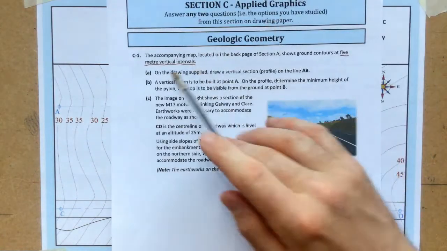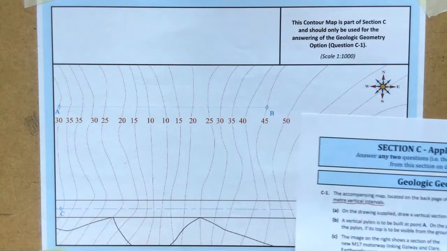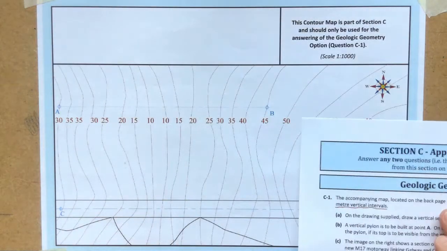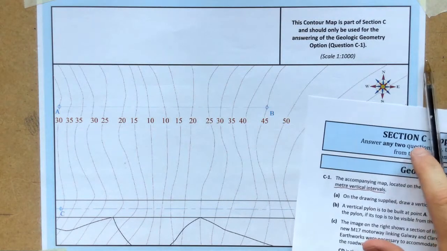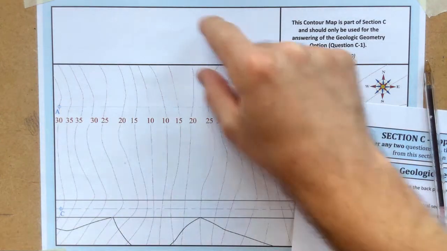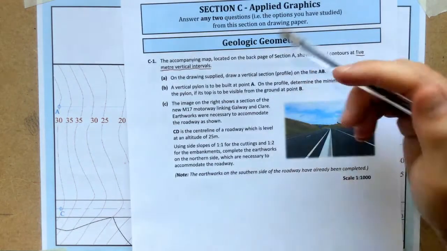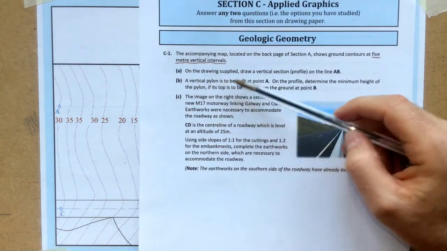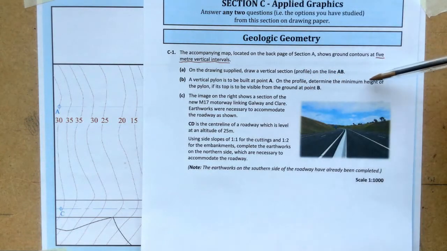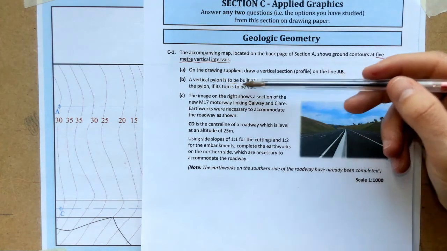Now part A, on the drawing supplied, draw a vertical section profile on the line AB. So you can see here we've got a line AB and we have to draw a vertical section profile in the space up here provided. That's essentially like we've taken a slice through the mountain, and where it's cutting through our contours, it'll give us a point on the mountain's topography. Now part B, a vertical pylon is to be built at point A. On the profile, determine the minimum height of the pylon if its top is to be visible from the ground at point B.